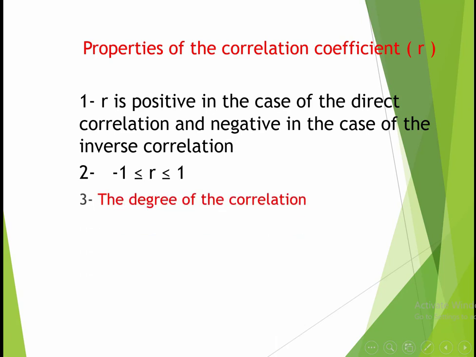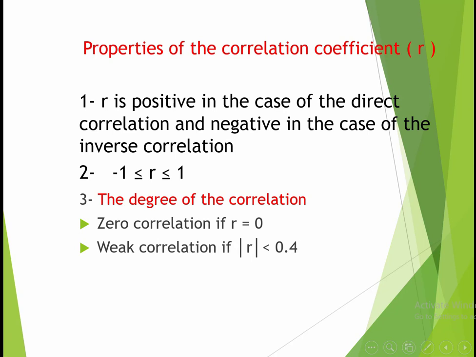Number 2, tells us about the value of R. Number 3, tells us about the degree of correlation. Zero correlation if R equals 0, first degree. Second degree, weak correlation when the absolute of R is less than 0.4.